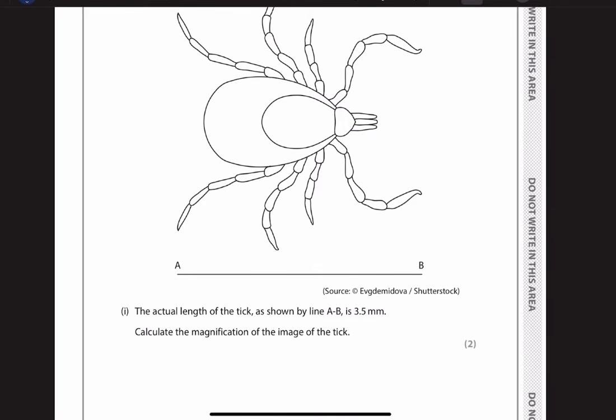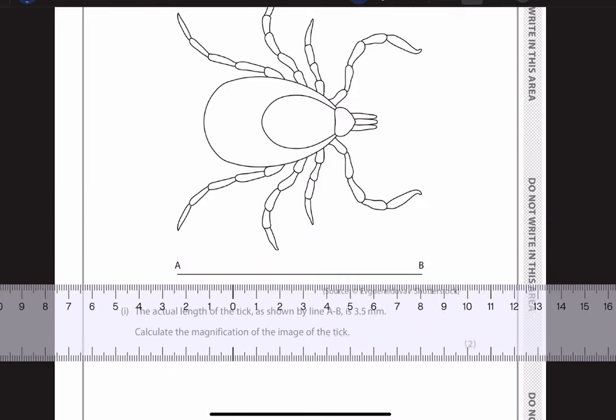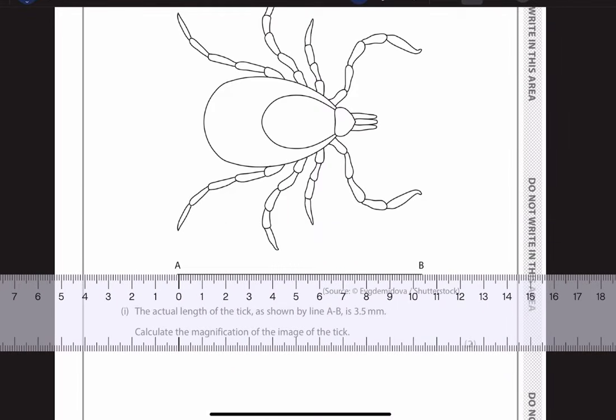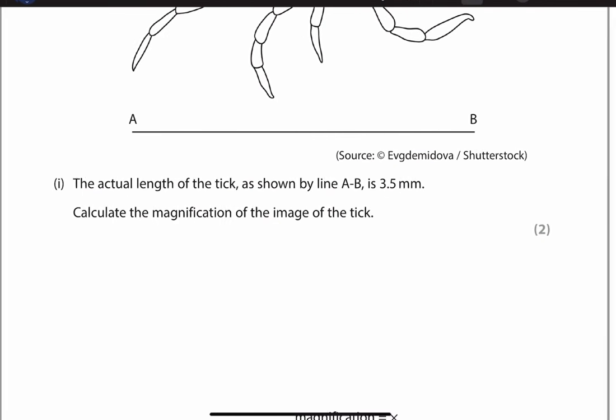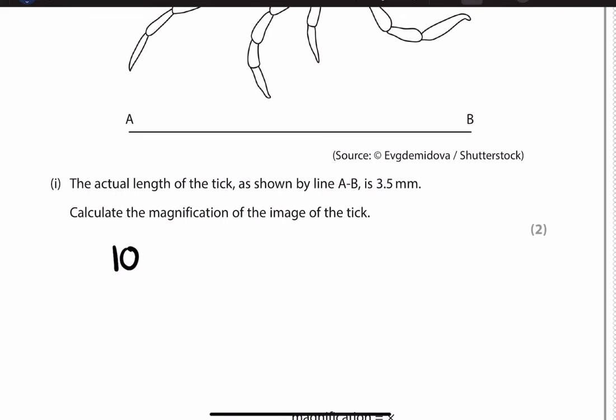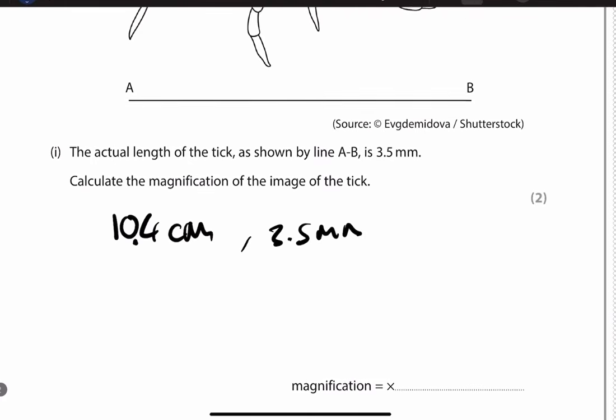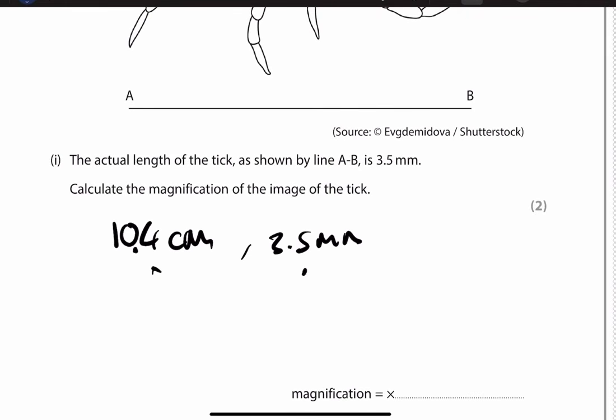So the first thing we have to do is measure the line. So we'll use our ruler here. You'll see our line is roughly 10.4 centimeters, right? So we have 10.4 centimeters as the measured one from the image, right? So the image length is 10.4 centimeters. And then the actual length is 3.5 millimeters. To get the magnification, we need to do this number divided by this number.